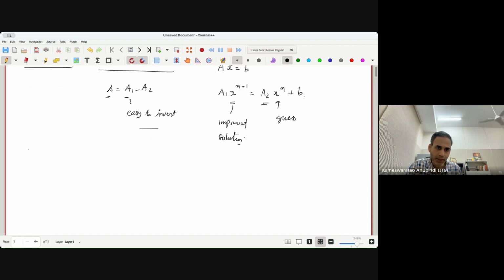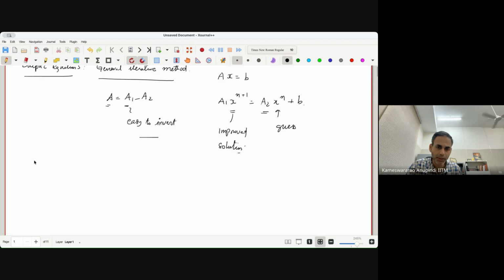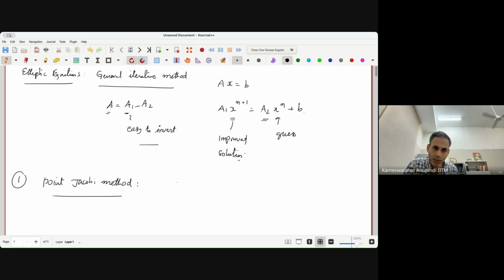There are three different methods which we will learn in the general iterative methods. The first one is the point Jacobi method. In the point Jacobi method, notwithstanding the plus and minus here, I can split the A matrix itself into D plus L plus U.